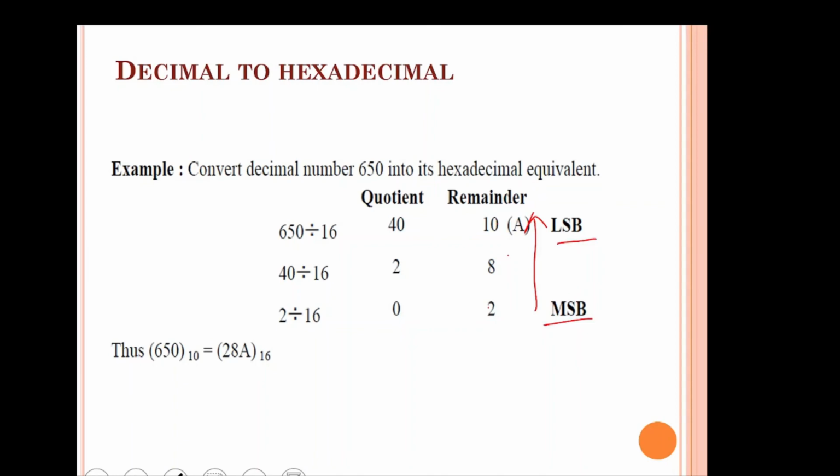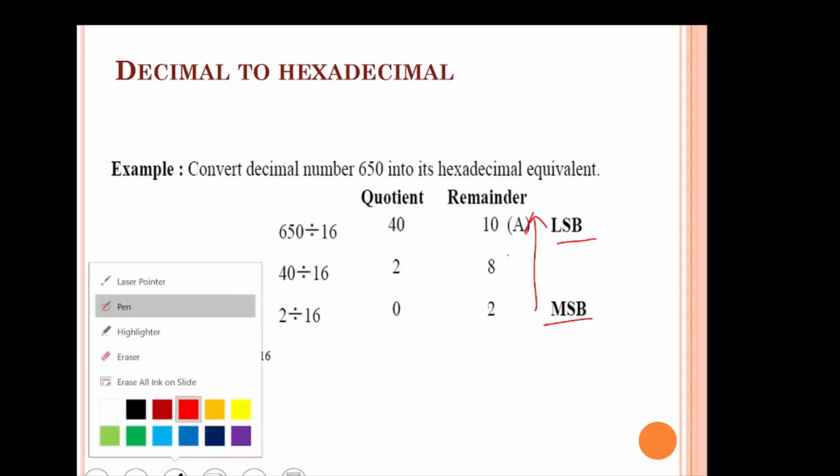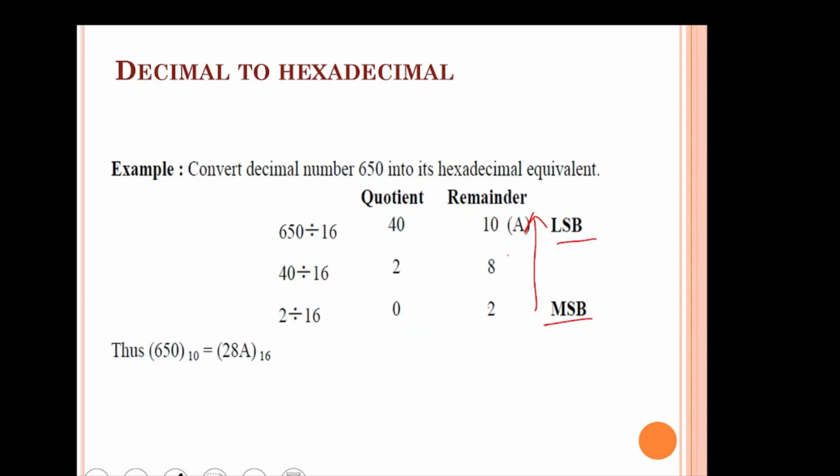Let me solve one example for you. Suppose the given number is 352. Sorry, this is the given decimal number and you have to convert this into hex. And for that we have to use the method of successive division. So take this 352 as your decimal number and then divide it by 16.